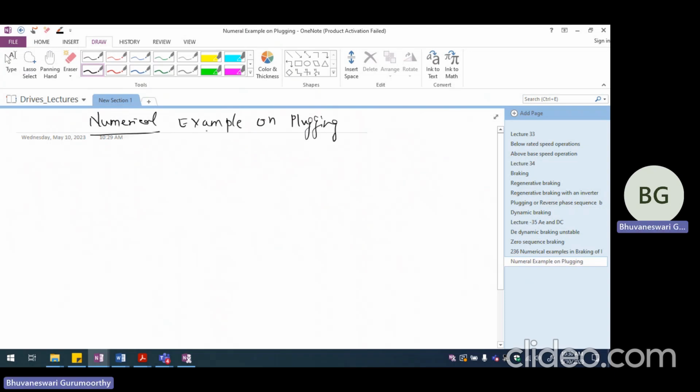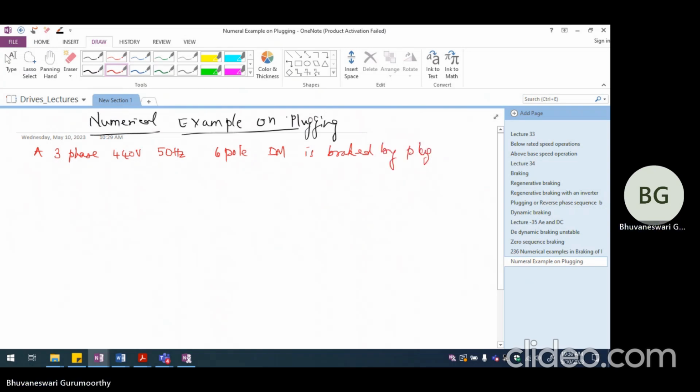So this is going to be a numerical example on plugging operation of induction motor. The same motor, the above mentioned motor, that is a 3-phase 440 volts, 50 hertz, 6-pole induction motor, is braked by plugging operation.